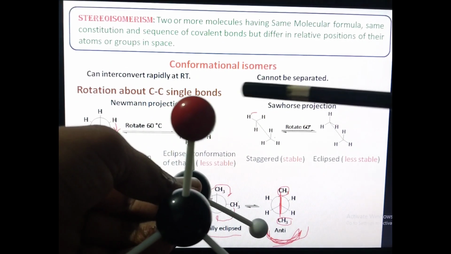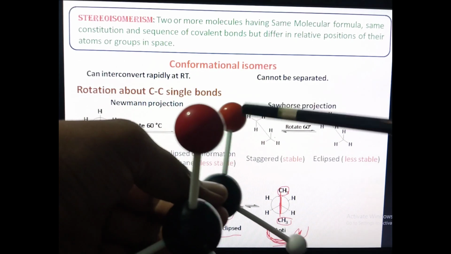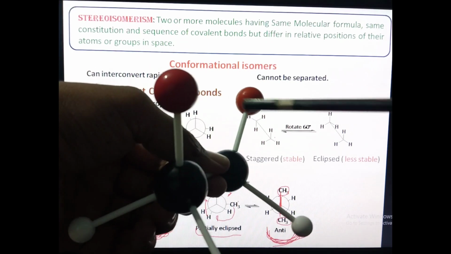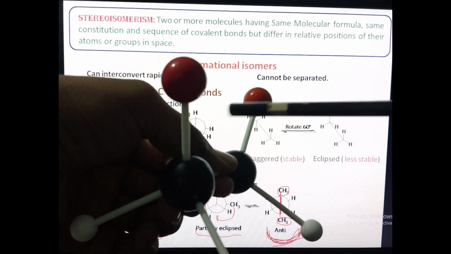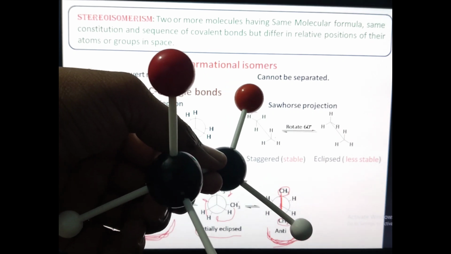Eclipse means this CH3 is behind this CH3. See, these CH3s are very near to each other. This is the fully eclipsed form. Hence there will be more hindrance between this CH3 and CH3.